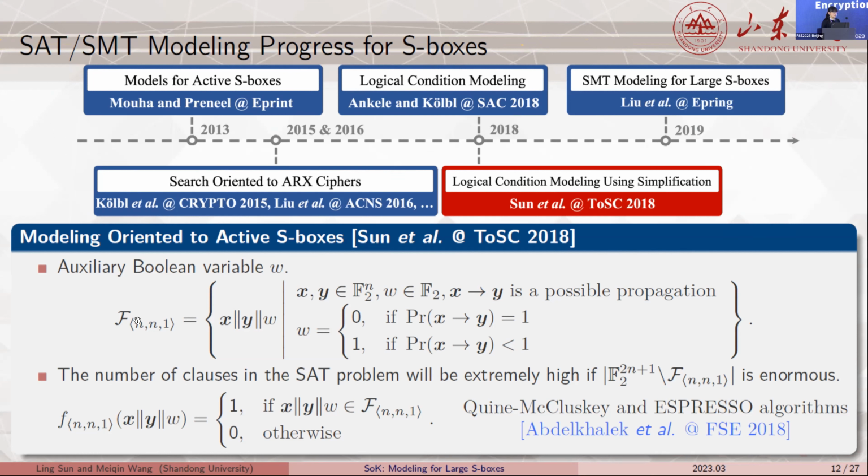If we use the direct methods that remove impossible propagations one by one, the number of clauses in the set model will be extremely high if the size of this set is enormous. So, similarly to the work at FSE 2018, we create a Boolean function with the support being this set. After simplifying these functions, also using the Quine-McCluskey and Espresso algorithms, we can obtain a simplified set model.